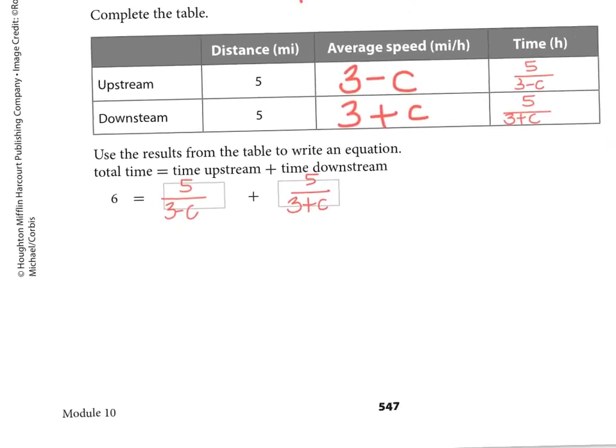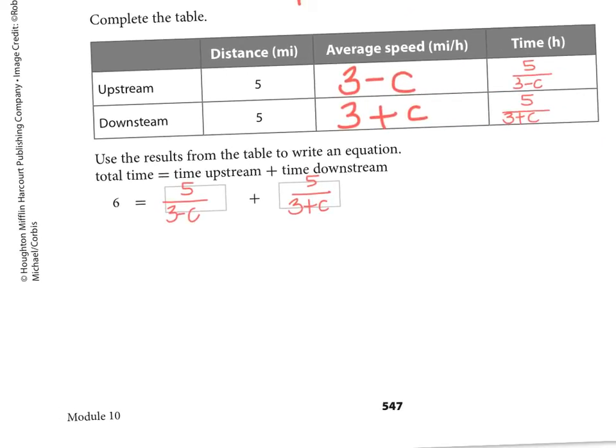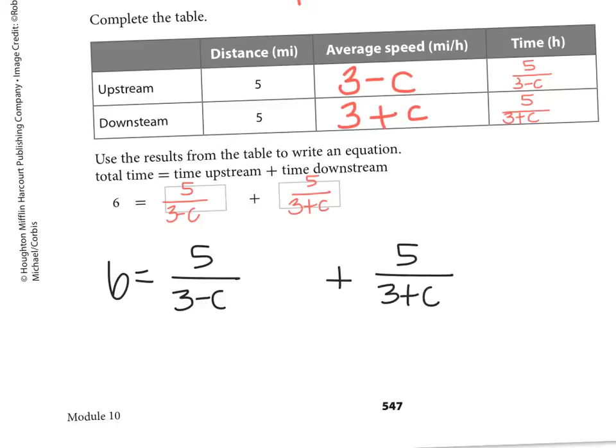So if I'm going to solve this, I'm going to rewrite this first of all. So I have 6 equals 5 over 3 minus c plus, I'm going to actually leave a little bit of space here, so plus 5 over 3 plus c. So in order to solve these, I need to have common denominators. Well, my 6, by the way, has a denominator of 1, so it doesn't have anything, which is kind of nice.